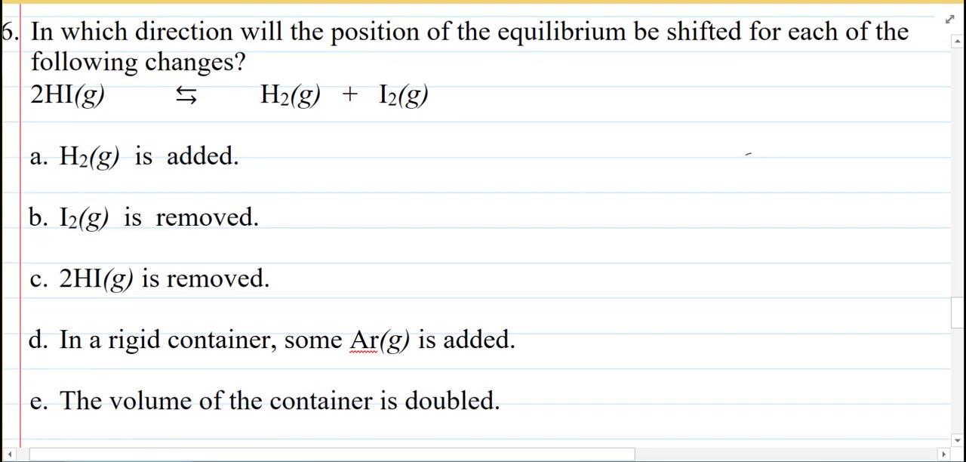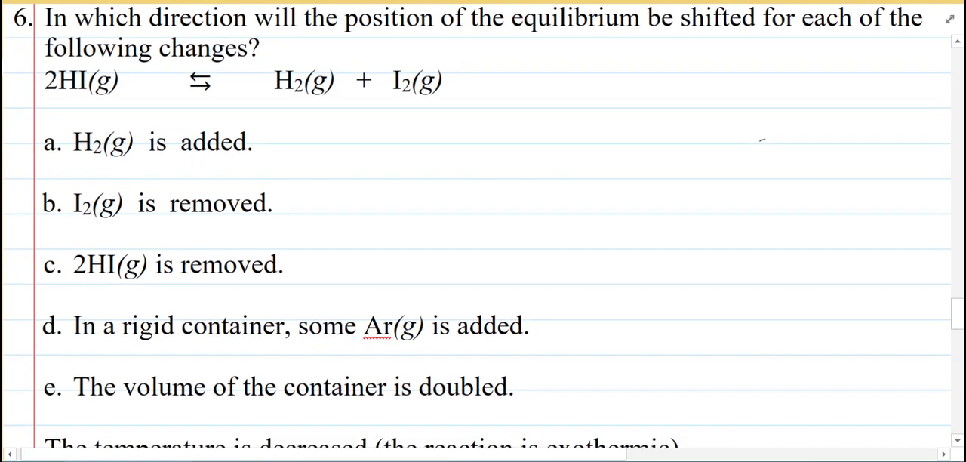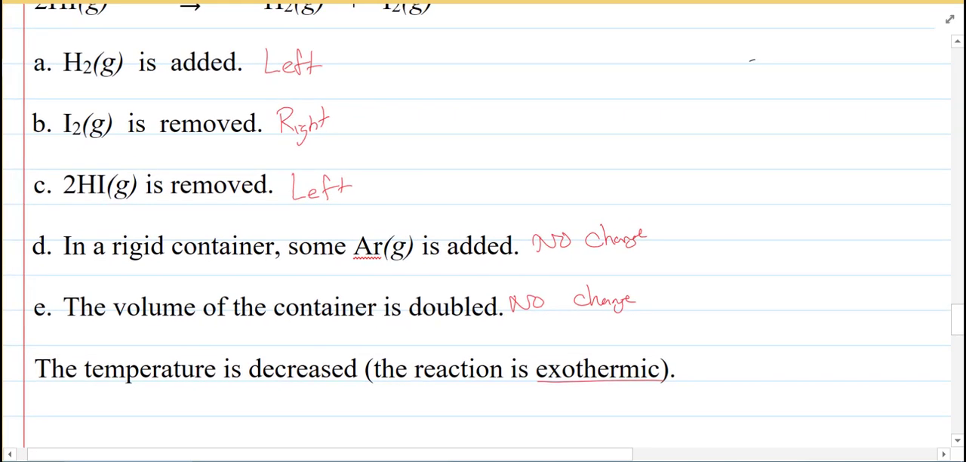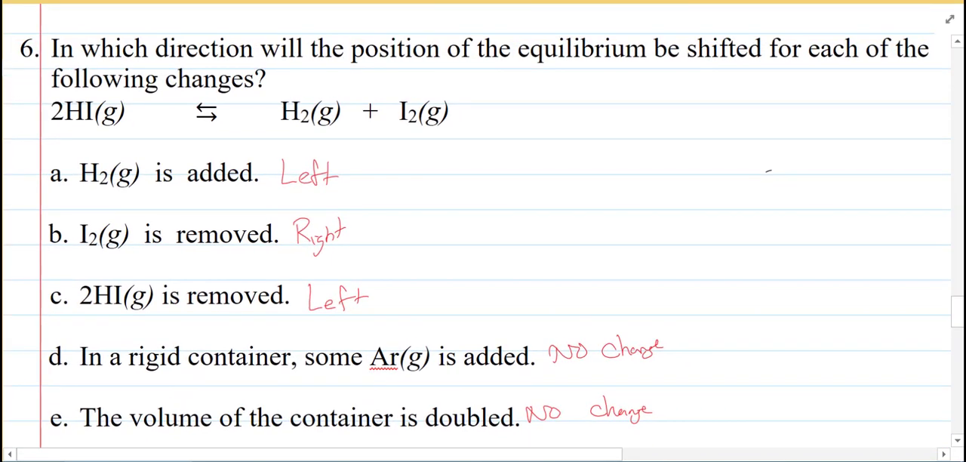One last one. 6. Which of the directions will the equilibrium be shifted for each of the following changes? So 2HI going to H2 and I2. If H2 is added, the reaction goes left. If I2 is removed, the reaction goes right. If HI is removed, the reaction goes to the left. Argon is added, no change. The volume of the container is doubled, 2 moles on each side, no change. Temperature is decreased, it's an exothermic reaction, so heat is a product. I remove heat, going to the right.